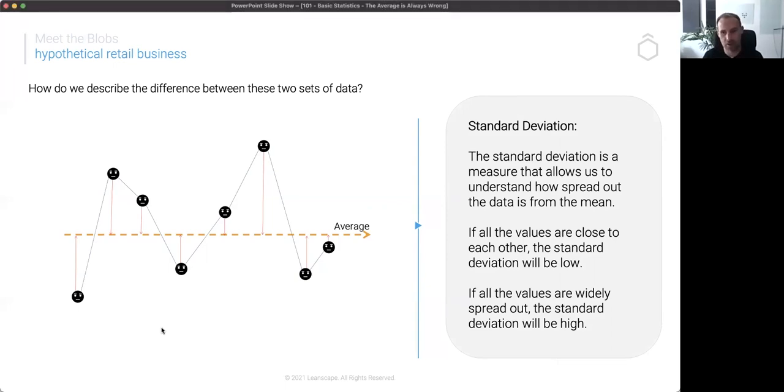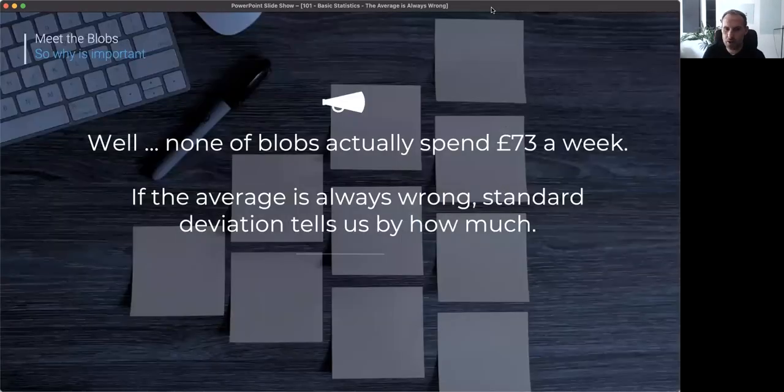So here you can see we've very carefully put together what is the distance between our data points and our average or our mean in this. And this helps us understand what that standard deviation is all about. So because none of our blobs are actually spending $73 a week, this is the reason that Ian Shepherd says that average is always wrong. And that standard deviation tells us by how much.